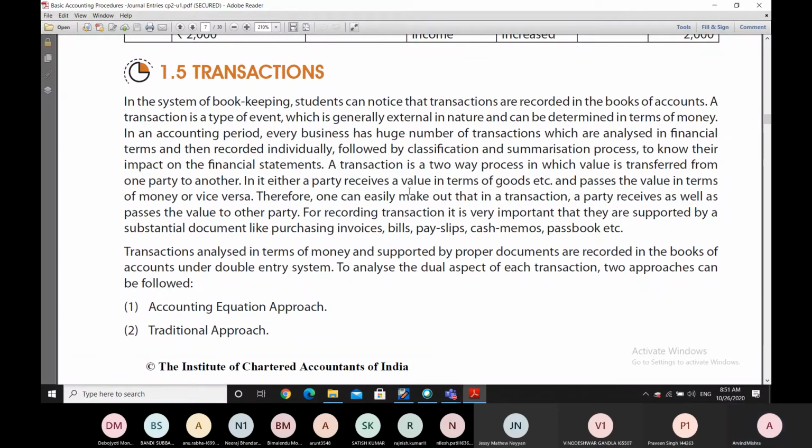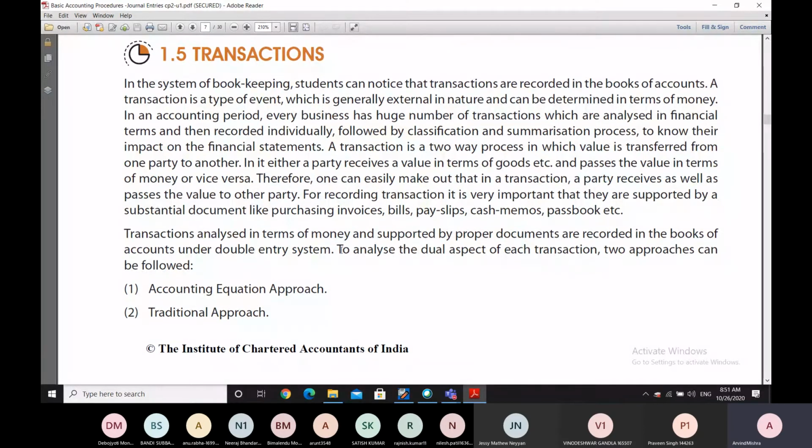Now, when we come to recording of the transaction in the books of accounts, it is important that we record only those transactions where they are supported by substantial document, like purchase invoice or bill, or the pay slip, or the cash memo, or the passbook. Some substantial document should be there, not necessarily physical document. It could be electronic document, anything. But some substantial document should be there, on the basis of which we will use to record the transaction in the books.